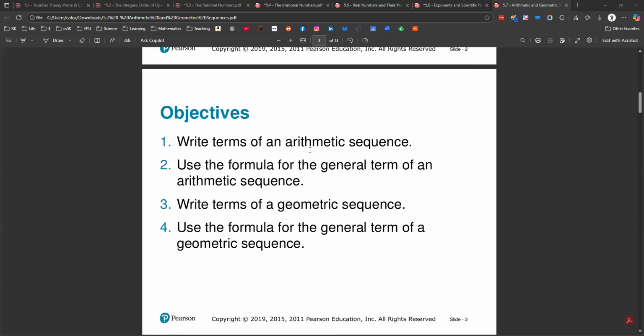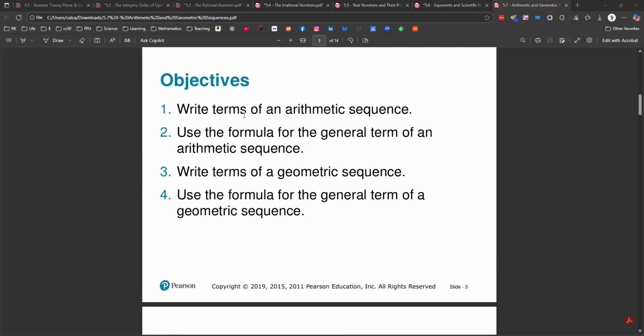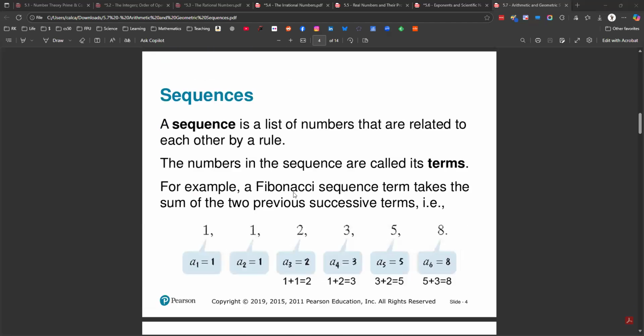Arithmetic and geometric series. So we're going to explore some ways to write the terms of an arithmetic sequence, and then use the formula to find the general term of an arithmetic sequence. Sequence and series are different things. Then we'll write terms in a geometric sequence and use the formula for the general term of a geometric sequence. All right, let's dive in.